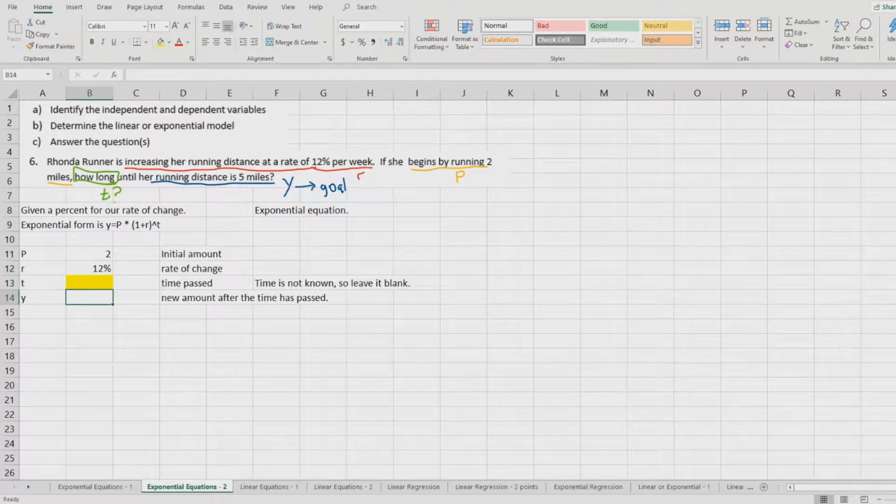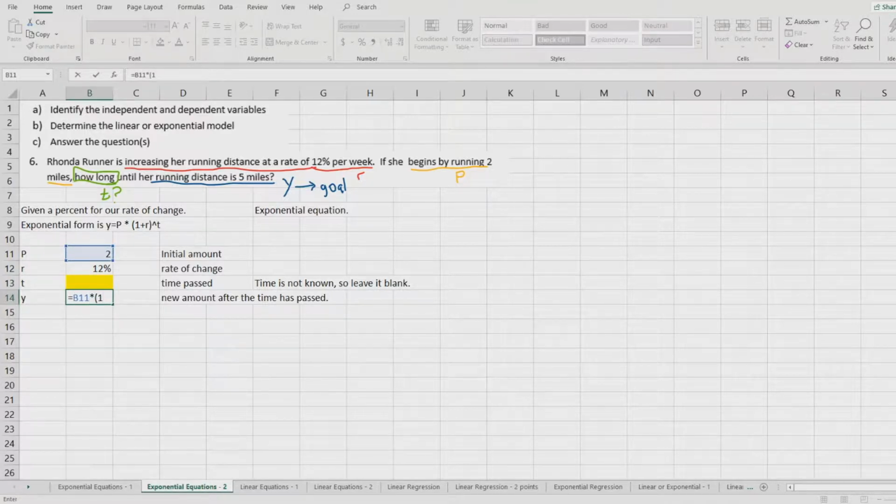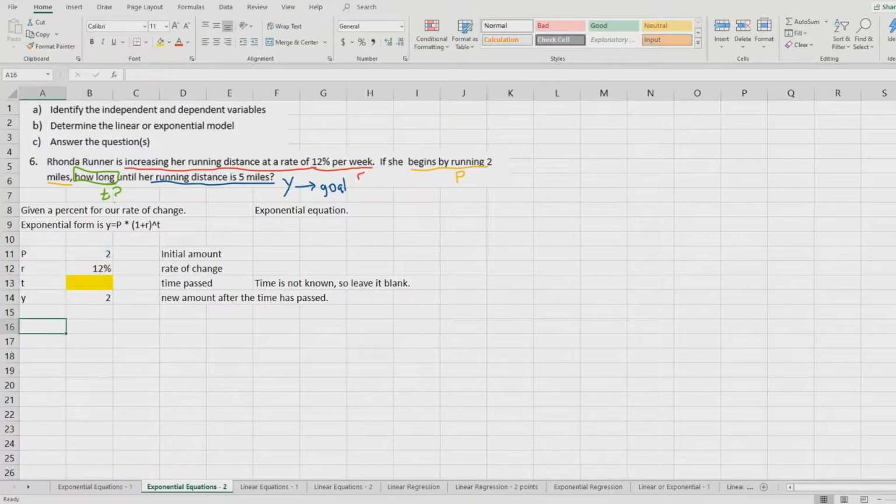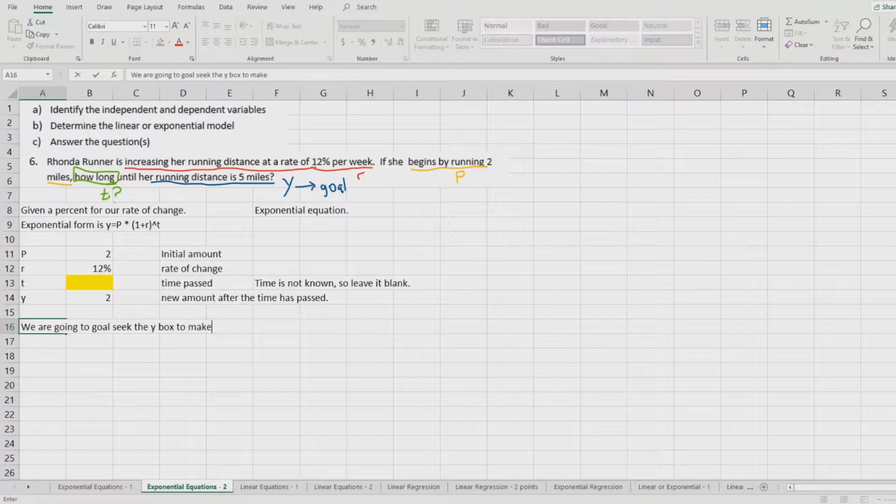But for y, we enter the formula equals p multiply times 1 plus the r, close the parentheses, and then raise to the t power. Again, the t's blank right now, but that's going to change once we do our goal seek. So right now it still says 2. We are going to goal seek the y box to make it say 5 instead of the 2.